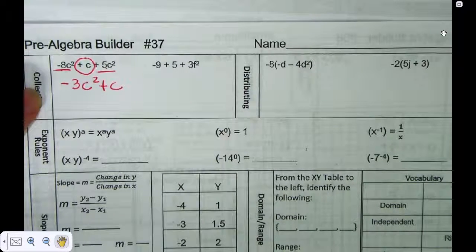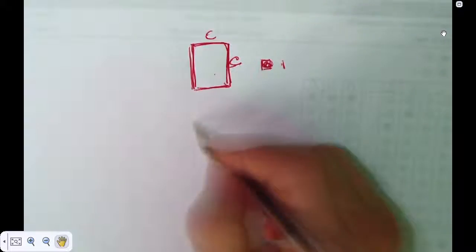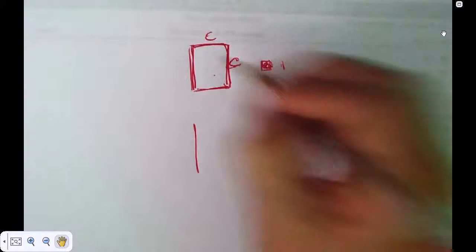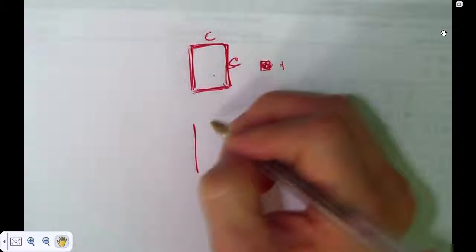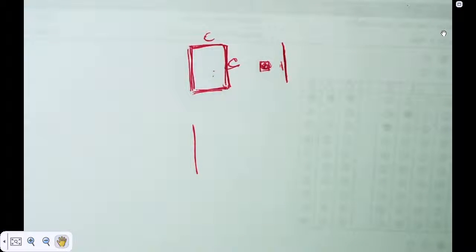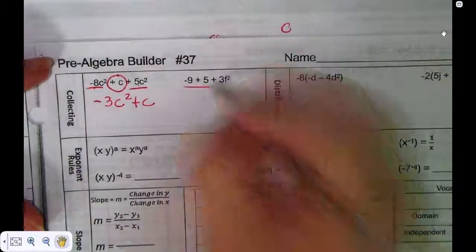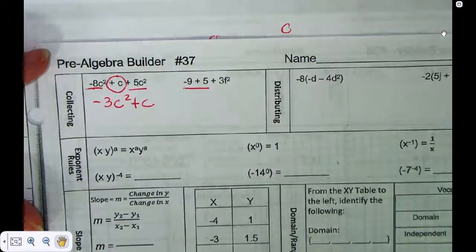Who got that right? Awesome. A few people. That's all you can do. Guys, C squared and C are 2 different things. C squared is this. C squared is that. C is just a line. That's C squared.